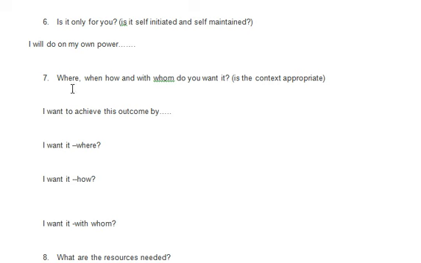Number 7, where, when, how, and with whom do you want it? Now just fill in the contents here appropriately. So I want to achieve this outcome by, set your dates. I want it where, I want it how, and I want it with whom.